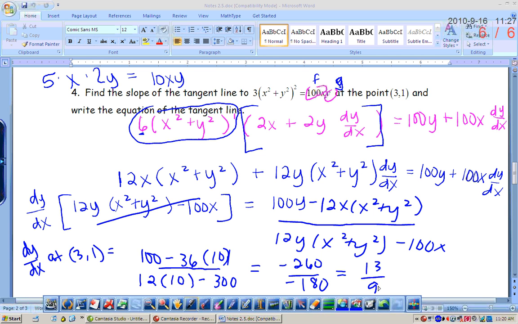Yes, I would probably let you use a calculator if the numbers were that big. Down here, because I was multiplying the 6 times the x squared plus 2y times 2y dy dx. So I simplified the 6 times 2y to get 12y.